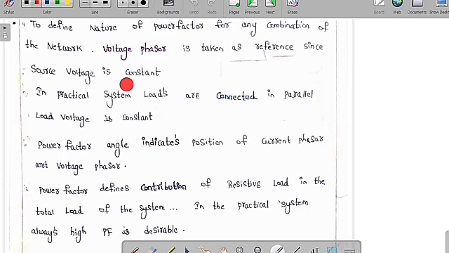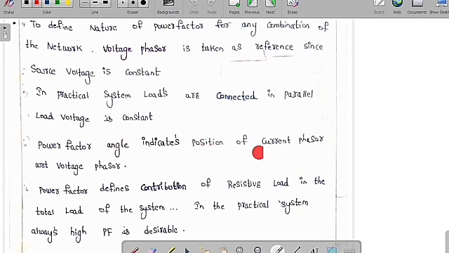If the current leads the voltage, we call it a leading power factor. If the current lags the voltage, we call it a lagging power factor, because source voltage is almost constant. That is the only reason we take it as a reference. In practical systems, loads are connected in parallel, so load voltage is always constant. All the loads connect in parallel to the power system, so we can take voltage as constant.